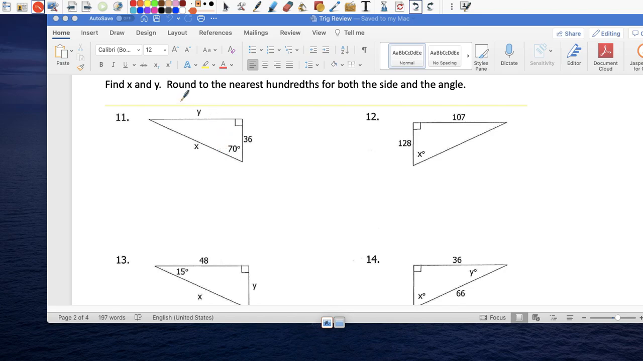This is the opposite of angle 70, and this is the hypotenuse. This is the adjacent. So it's up to you. I guess I'm going to have to do 2. So from angle 70, let's find y.